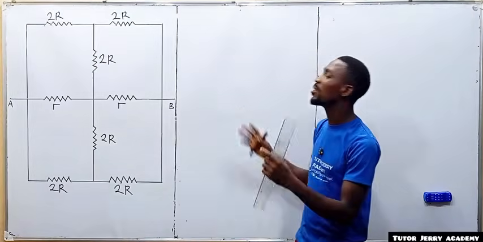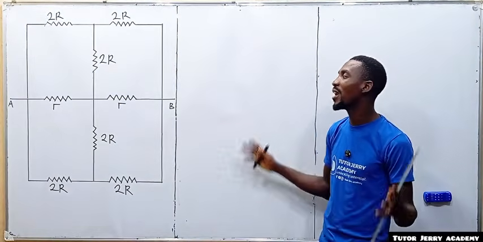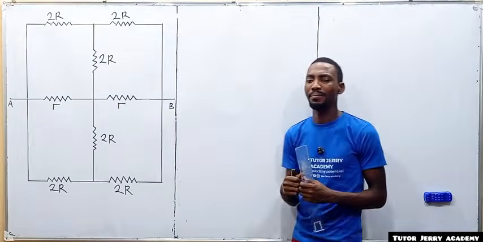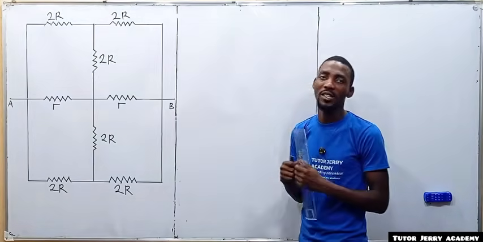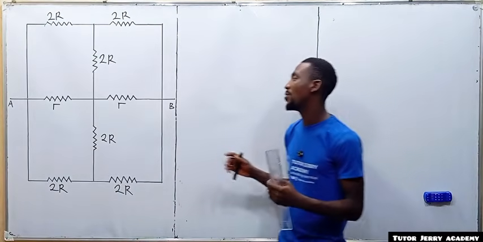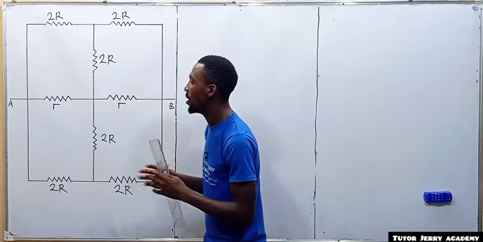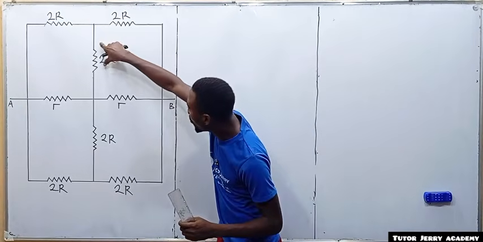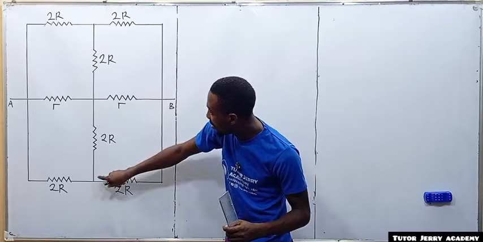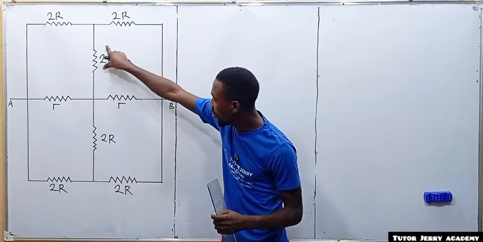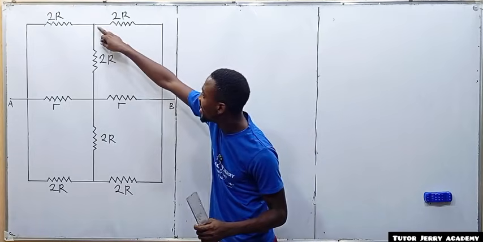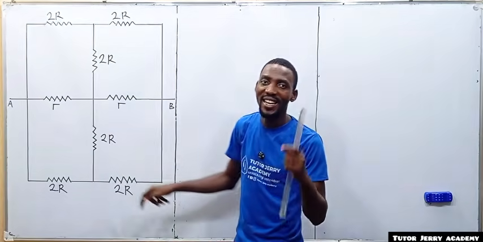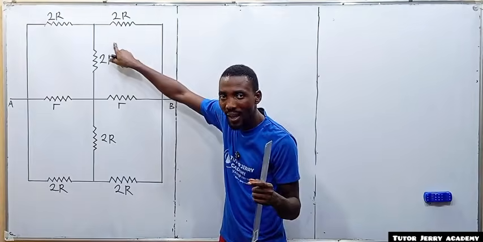All right, we are going to be solving the question above, and the question says we should find the equivalent resistance between terminal A and terminal B. If you look at the circuit carefully, you observe that if we supply voltage to terminal A and terminal B, this 2 ohms and these 2 ohms, this 2 ohms and these 2 ohms will be at the same potential. You can see they are at the same potential, and hence current will not flow through them.